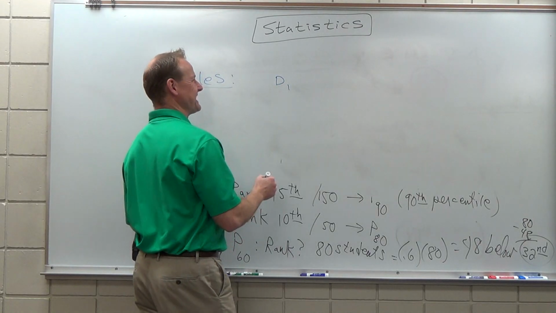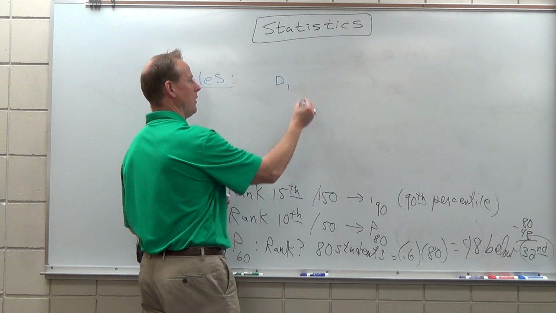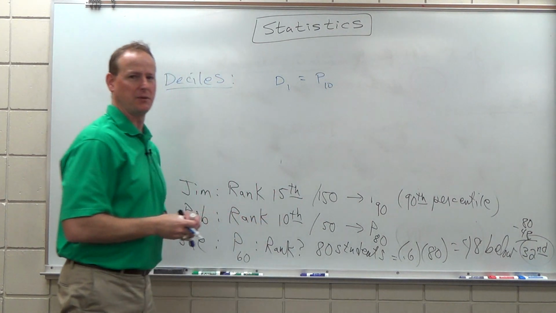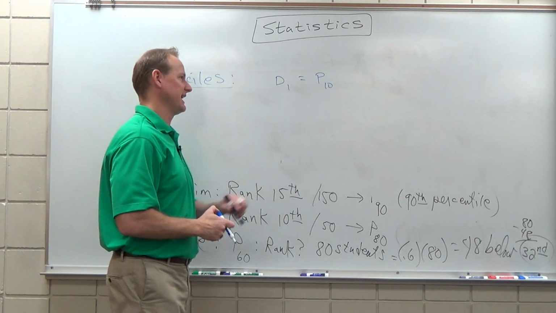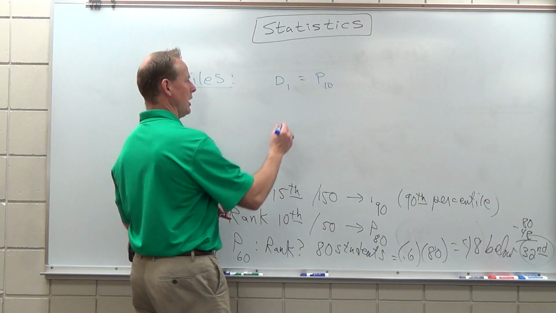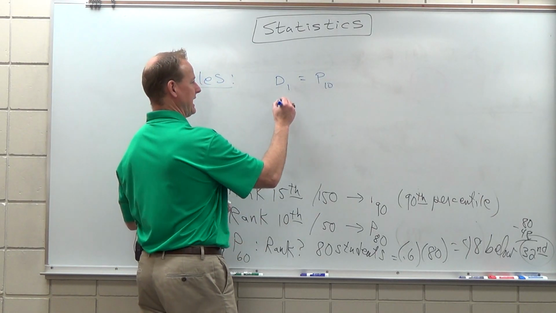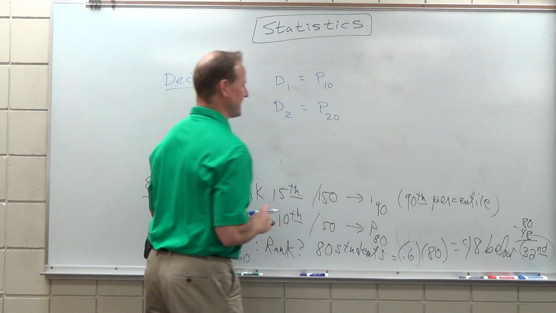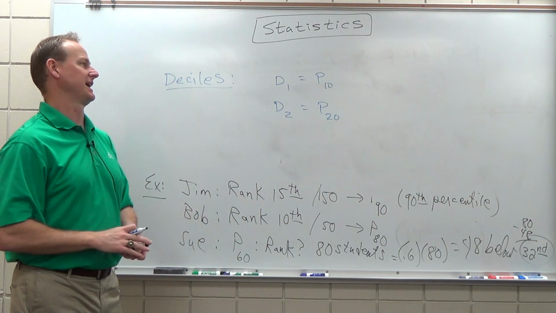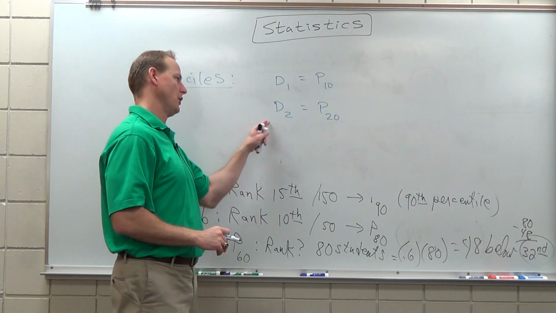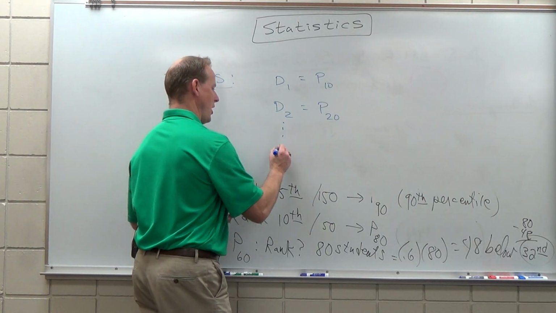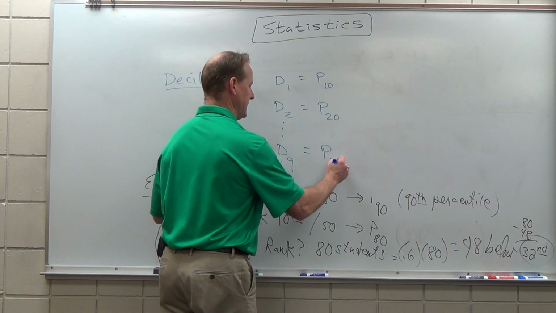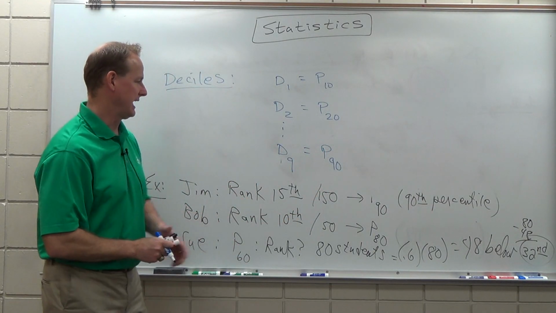So the first decile, which is called D1, is actually nothing more than P10. It's the 10th percentile, so 10% of the data would lie below that observation. D2, the second decile, is basically the 20th percentile. Once again, 20% of the data would lie below that observation. And we can go all the way up to the 9th decile, which is P90. 90% of the data would lie less than that.